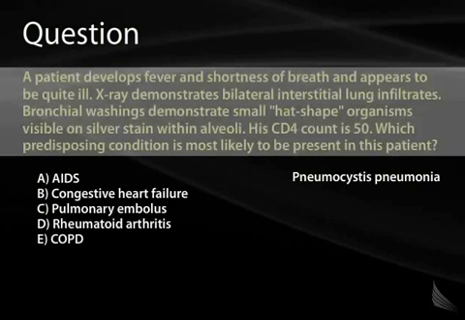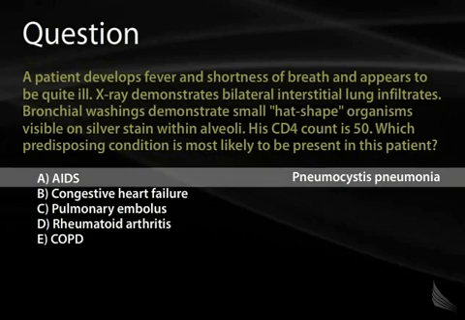Question. A patient develops fever, shortness of breath, and appears to be quite ill. X-ray demonstrates bilateral interstitial lung infiltrates. Bronchial washings demonstrate a small hat-shaped organism, visible on silver stain within the alveoli. His CD4 count is 50. Which predisposing condition is most likely to be present in this patient? This is another question of Pneumocystis pneumonia, and we all know that with a CD4 count of 50, the patient has AIDS.